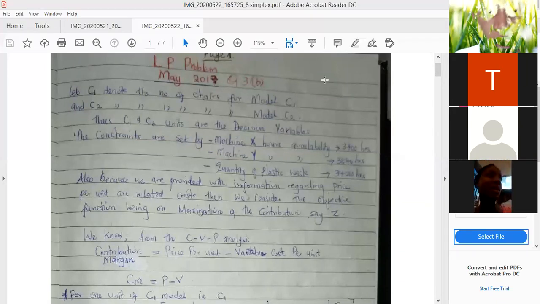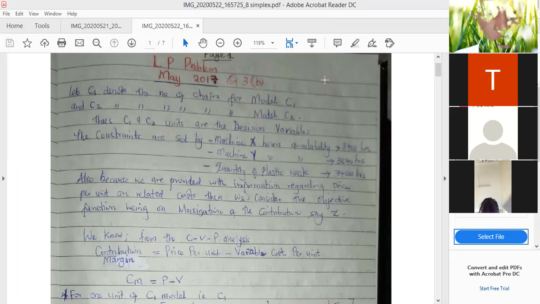So here we are looking at the number of chairs for each of the models, and I won't change the way our models have been defined. I'll still let them be C1 and C2, and I'll also use those two to define my decision variables. So don't get confused. I've said let C1 denote the number of chairs for model C1, and let C2 denote the number of chairs for model C2. I've not changed the name of the model. It's only that I've borrowed the two to still denote my numbers, that is, for the two models to be produced. So C1 and C2 become my decision variables.